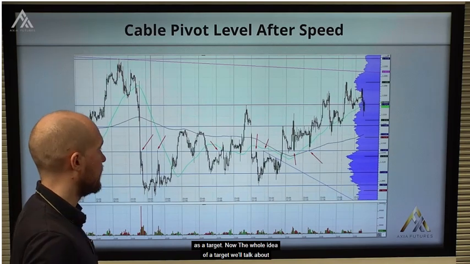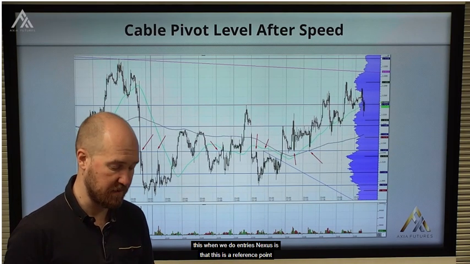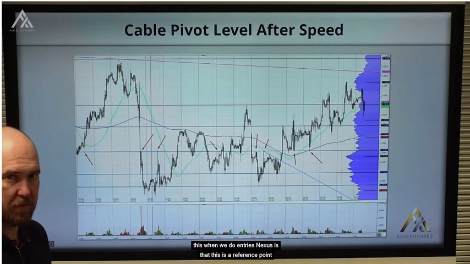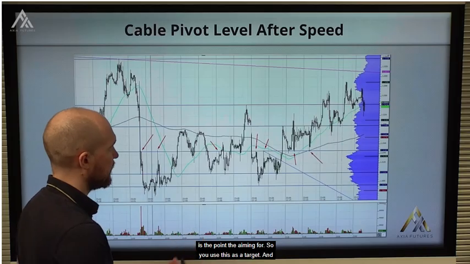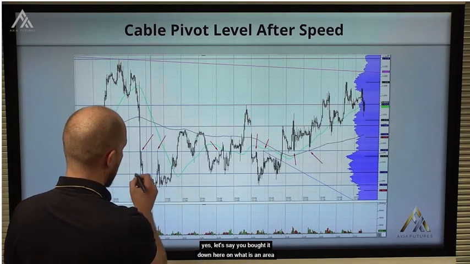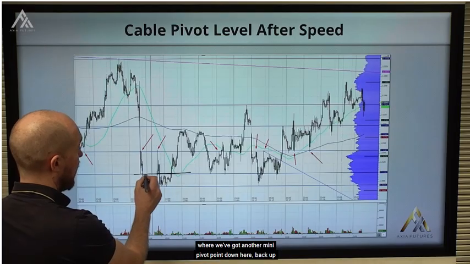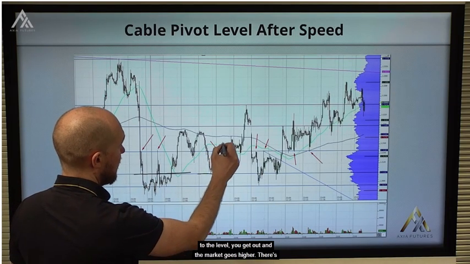This is a level that I would use as a target. Now, the whole idea of a target, we'll talk about this when we do entries and exits, is that this is a reference point. This is the point to be aiming for. So you use this as a target. And yes, let's say you bought it down here on what is an area where we've got another mini pivot. You bought it down here, back up to the level, you get out and the market goes higher.